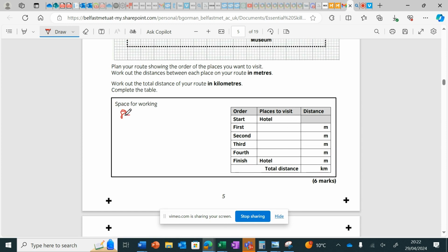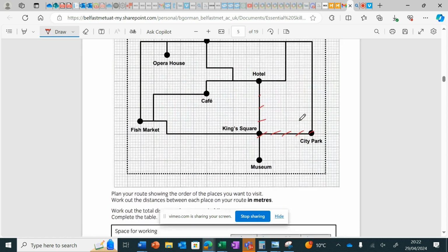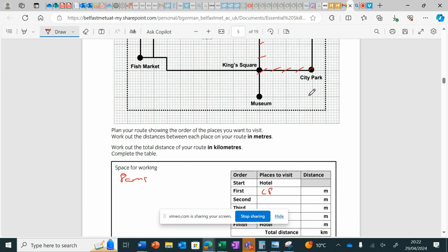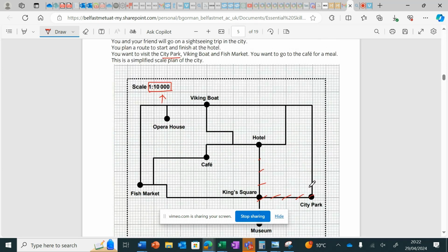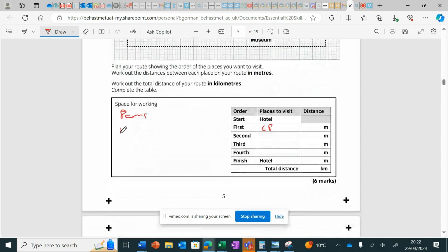So 8 centimeters to the city park from the hotel. And I would continue on, just do that for each place we're looking to. Next place is the city park to the Viking boat. Again, 1, 2, 3, 4, 5, 6, 7, 8, 9, 10, 11, 12, 13, 14. So it's 14 centimeters. And you get marks for writing each one of these measurements down.